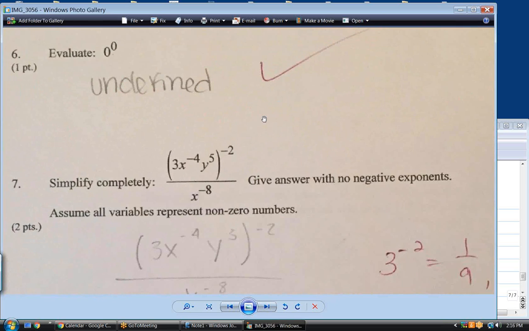Ooh, good answer. It's not really, well, this is actually called an indeterminate. Yeah, he said either indeterminate or undefined was fine. He went over that one in class.